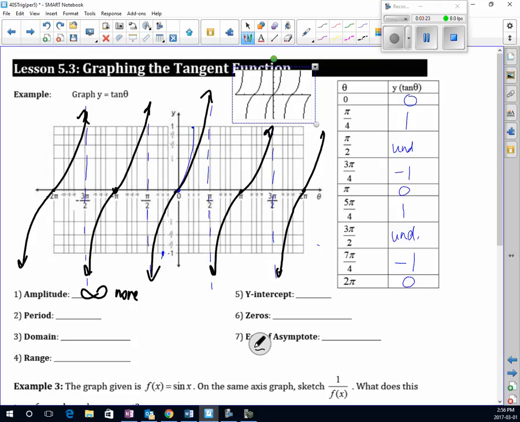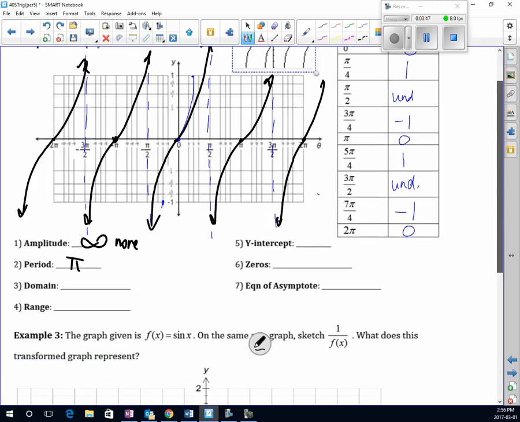What's the period here? How long does it take before that cycle repeats? It's pi, yeah. What about the domain? It's everything except where the asymptotes are. So maybe we should look at what the asymptotes are. The asymptotes are negative 3 pi over 2, negative pi over 2. What was that again? Yeah, so x equals 2k plus 1 pi over 2, where k is an element of the integers.